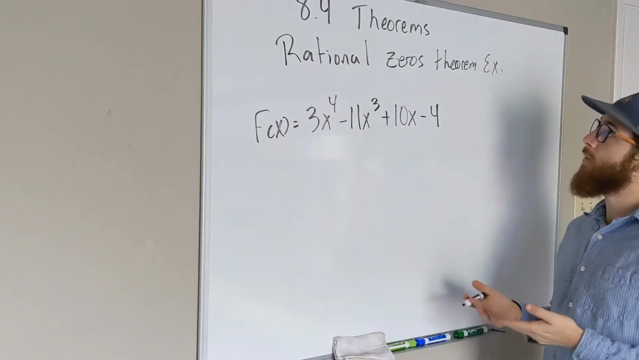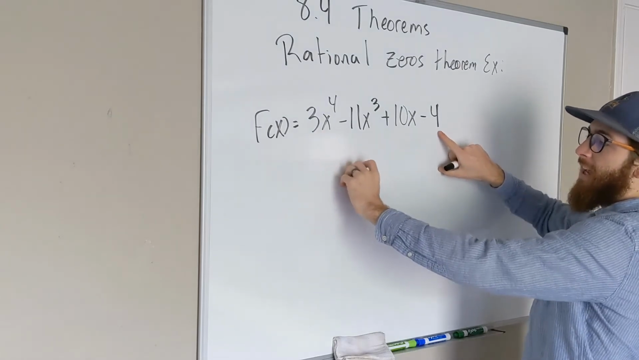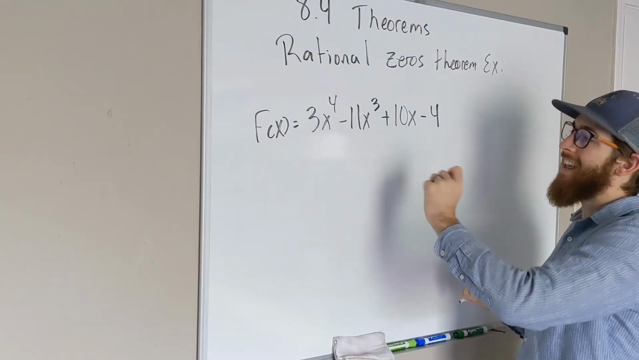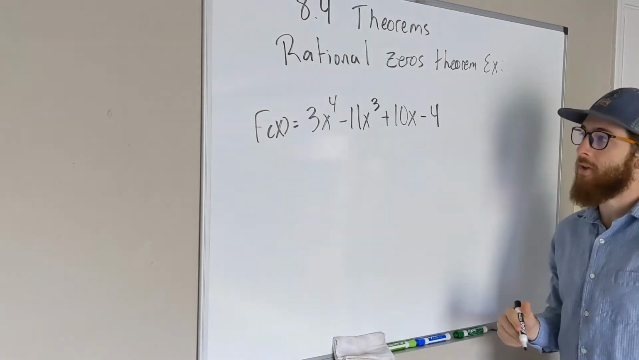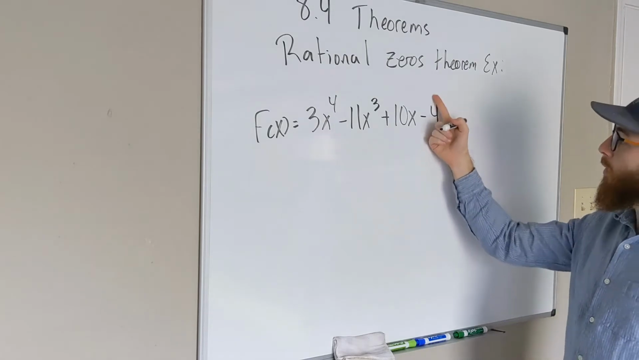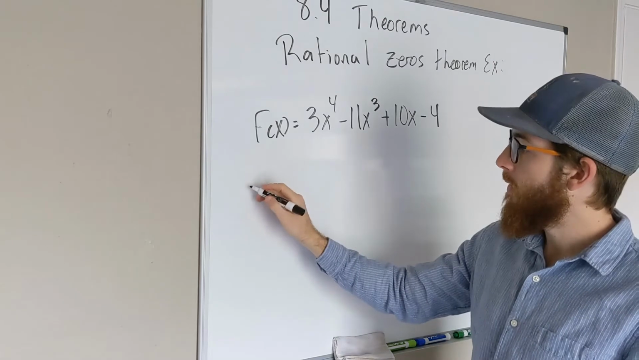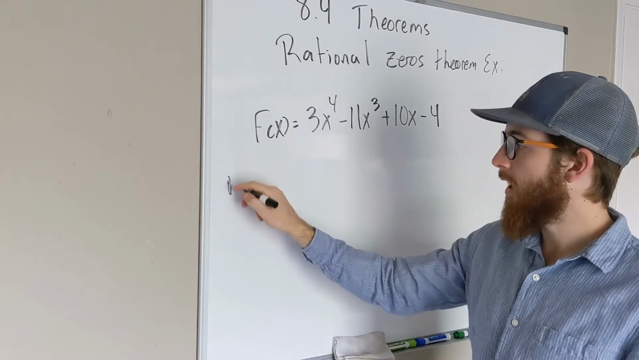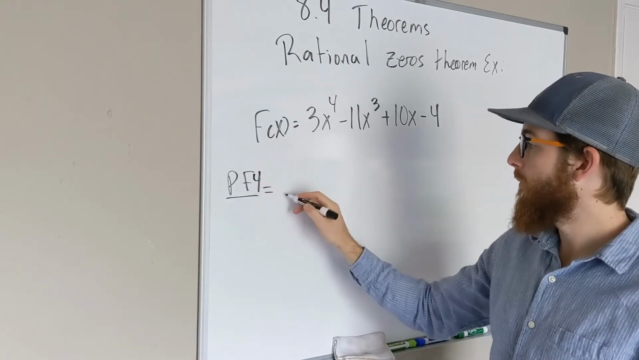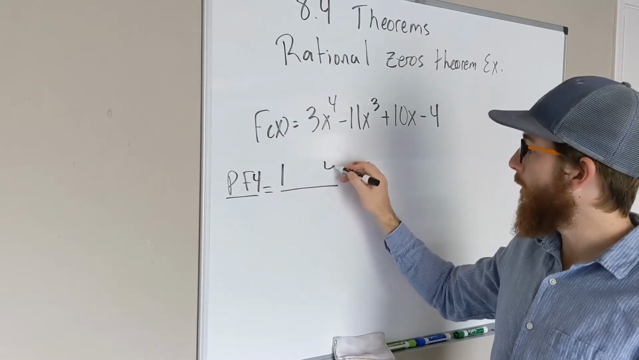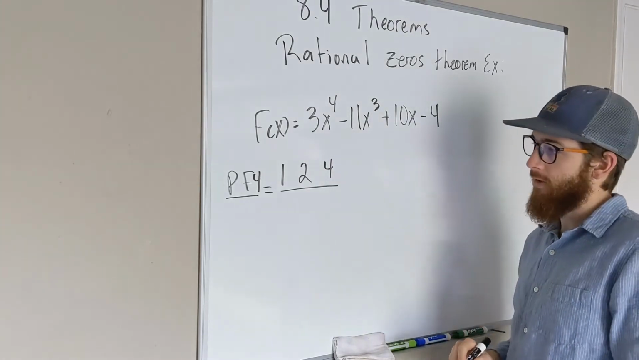The rational zeros theorem explains that there's a relationship between these two values and the zeros of a function if these are all real numbers. And in this case, these are all real numbers. So what we want to do is we want to take the possible factors of 4. So I'll just put possible factors of 4. Okay, so 1 and 4 are factors, and 2 times 2 is a factor.